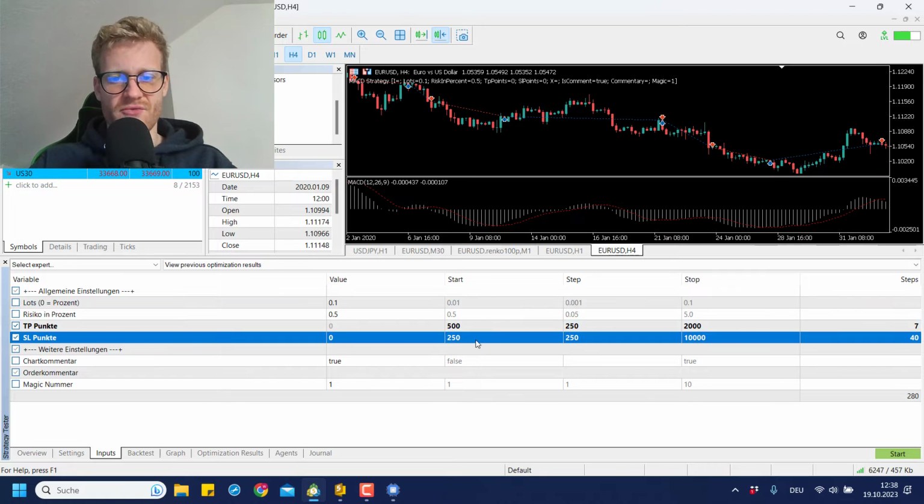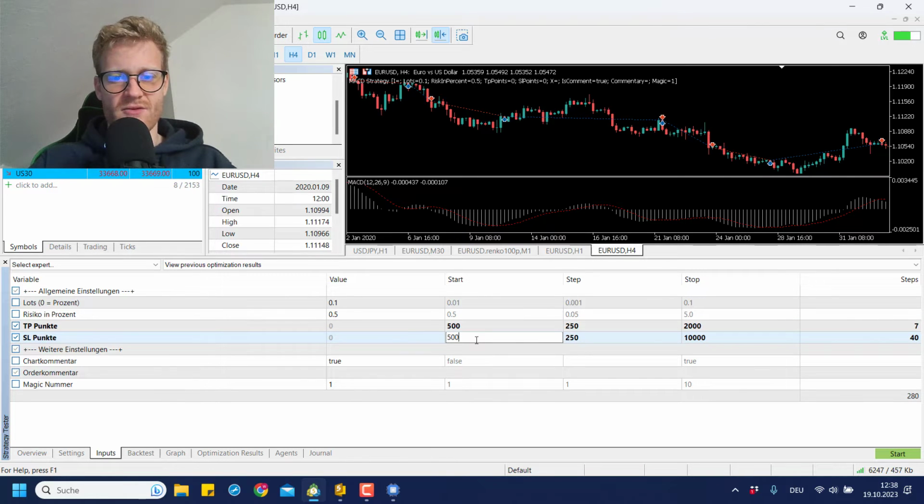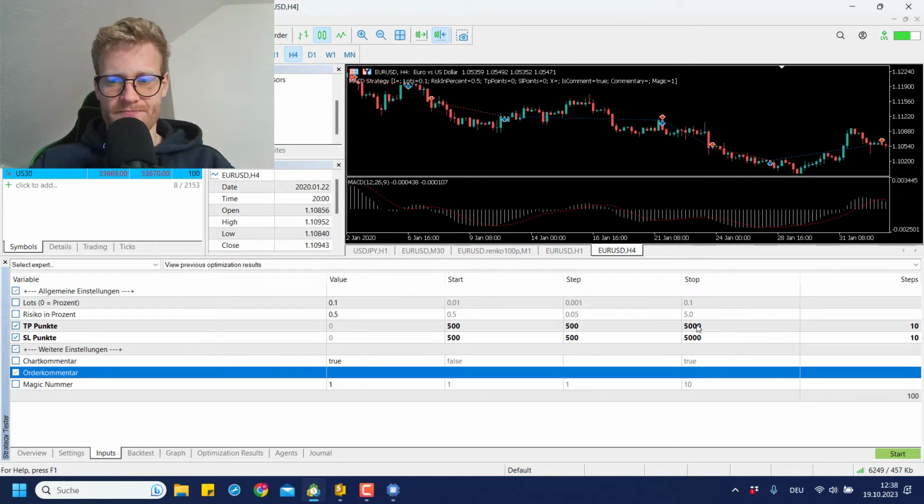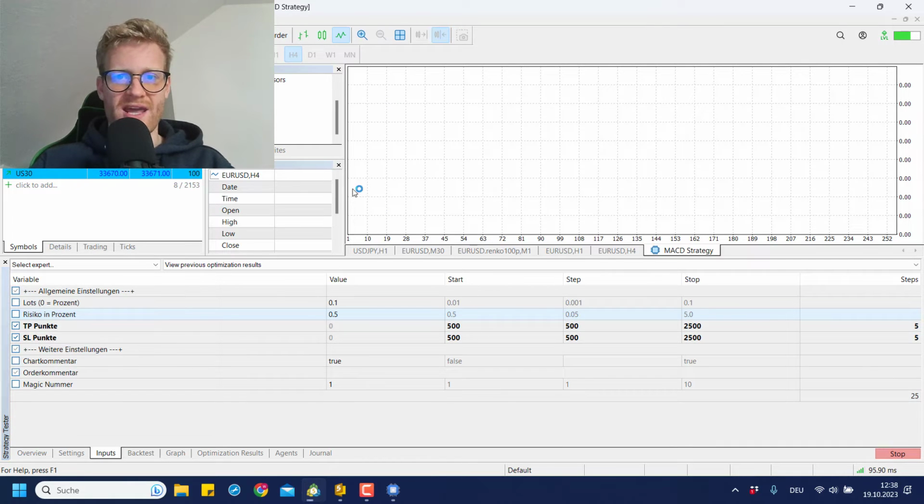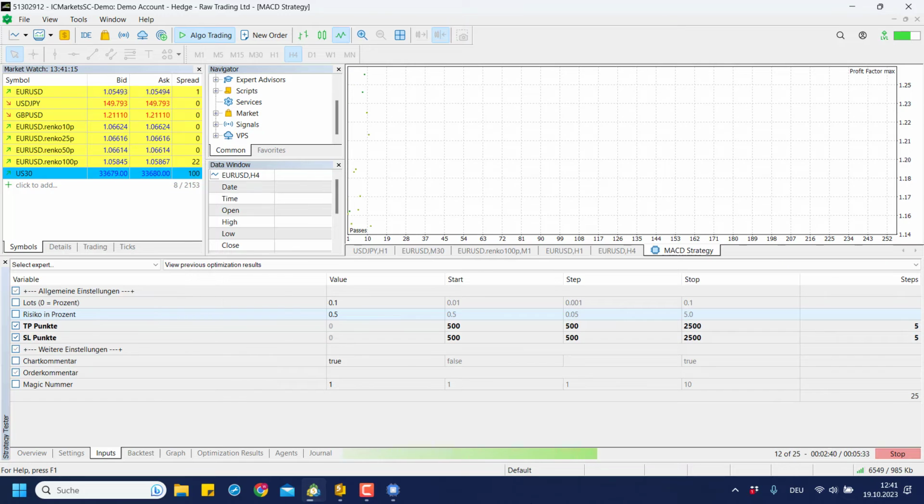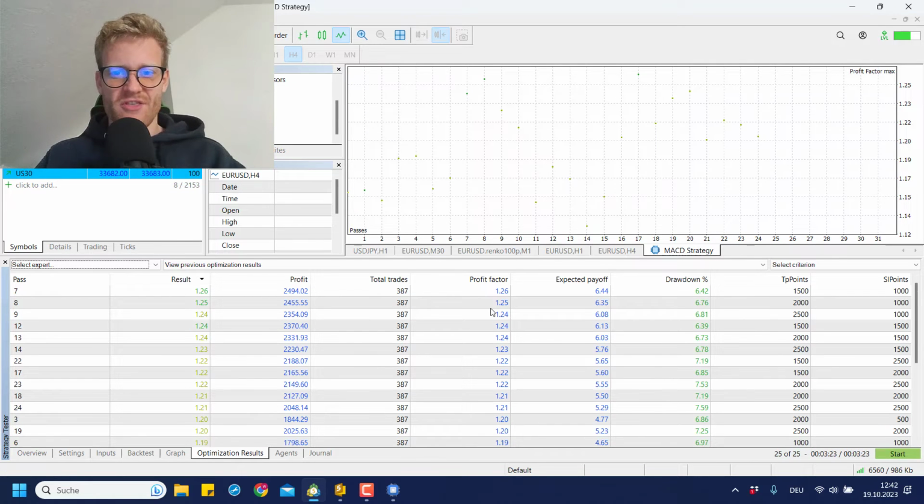Maybe we should use 500 and 500 for the steps, because we are on the H4 chart now, and then we can go all the way to maybe 5,000, which is quite a lot, of course. Let's make it 2,500, so this will not take forever. And now let me start this optimization run, and we will see the results here in a second. Okay, finally here's the result.